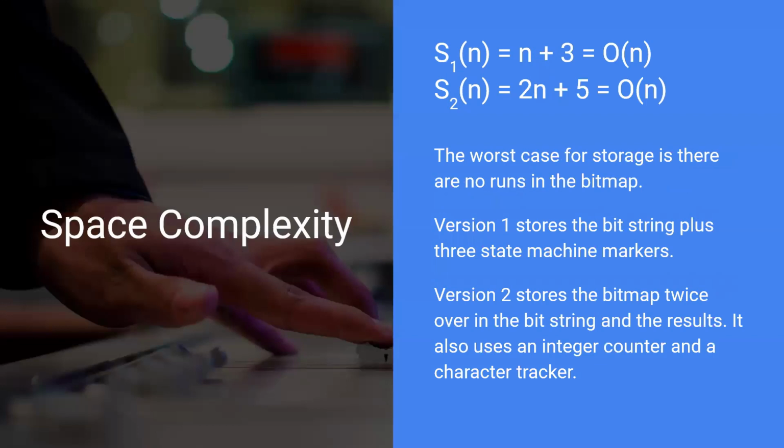For space complexity, we're worried about how much space we are taking up in memory. The worst case scenario for storage in this case is that there are no runs in the bitmap, meaning that each character is followed by a character that is different than it. For the first version, it was pretty simple. It only had the 3 initial S's that were appended to it for the Turing machine, and then the number of characters that were inputted in the bitmap. So it never increased the size over that.